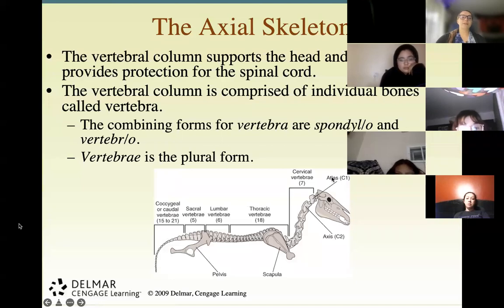Now we're going to put this together. This is more of a full horse skeleton. So from the cranium going down, the different vertebrae.